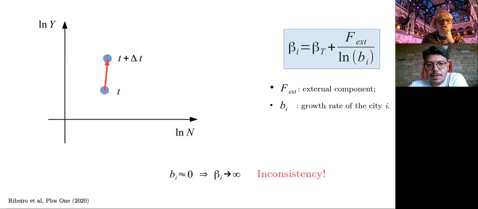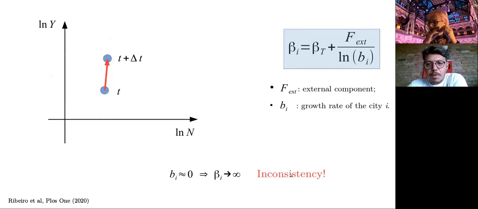And the other point that promotes some inconsistency of the data is that when you have a city that has a very small growth rate, which I represent here by the letter B, that implies that the beta is very large. That's inconsistent, because we have a very large value of these betas.